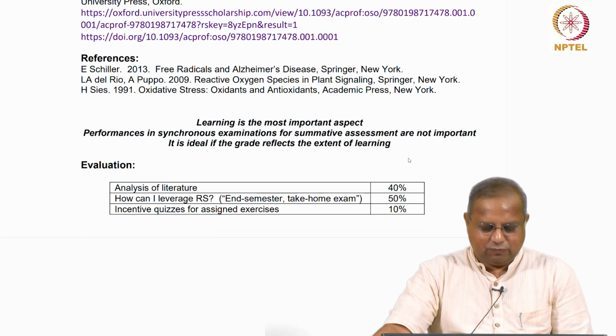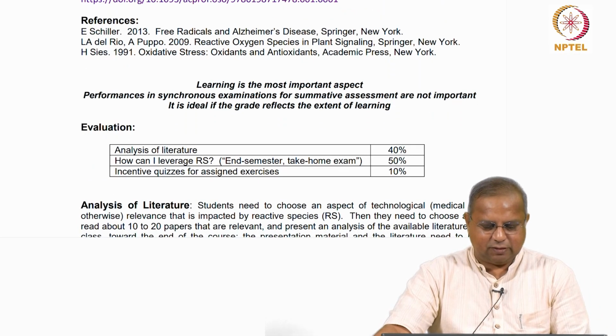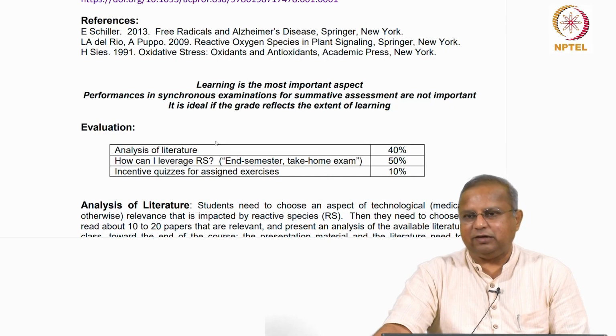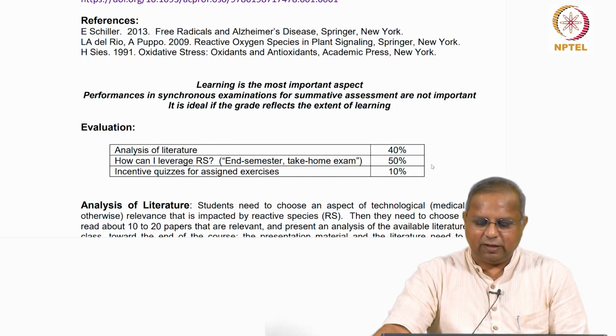So the evaluation will be something like this. You need to analyze the literature in this area that carries 40. I'll explain what these are. Analysis of literature 40%. Second one is equivalent to the CFA course. How can I leverage RS?